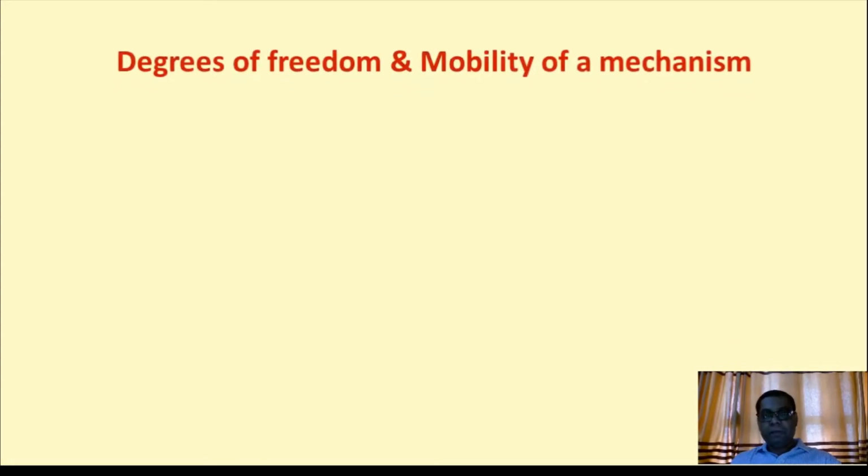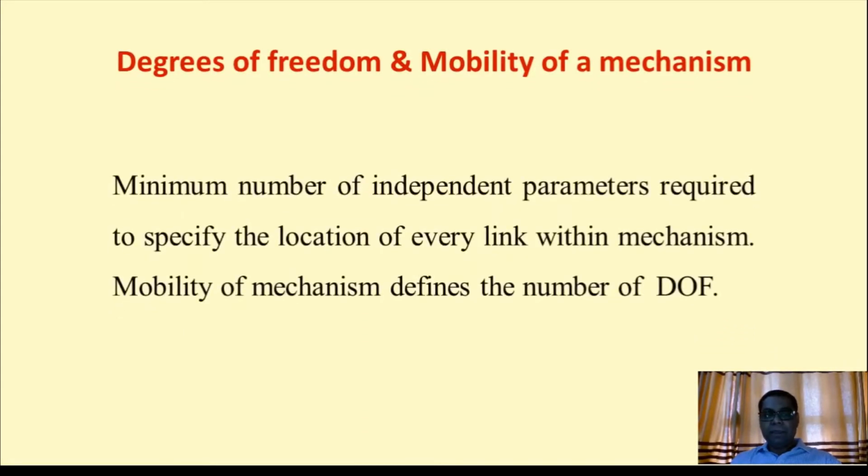Now, degree of freedom and mobility of a mechanism is the minimum number of independent parameters required to specify the location of every link within the mechanism. The mobility of a mechanism defines the number of degrees of freedom.